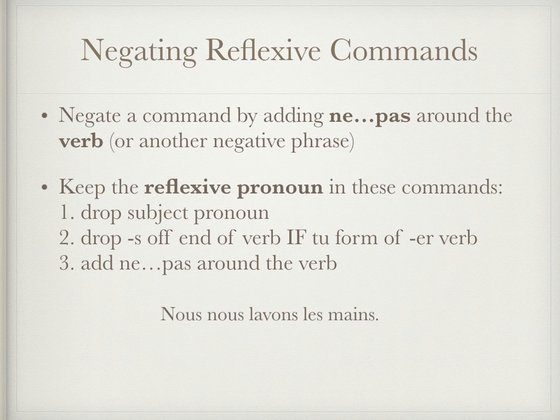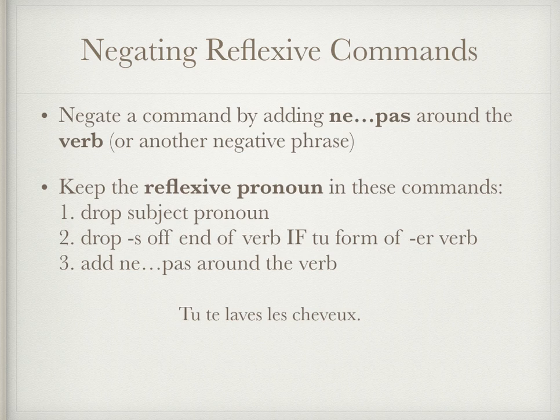If we have the sentence, we are washing our hands, nous nous lavons les mains, we're going to drop our subject pronoun. Our original subject was nous, so it's not a tu form, so we skip step 2. And then we just add a ne pas around the verb. Ne nous lavons pas les mains. Simple. Easy peasy. There's nothing else that we have to change.